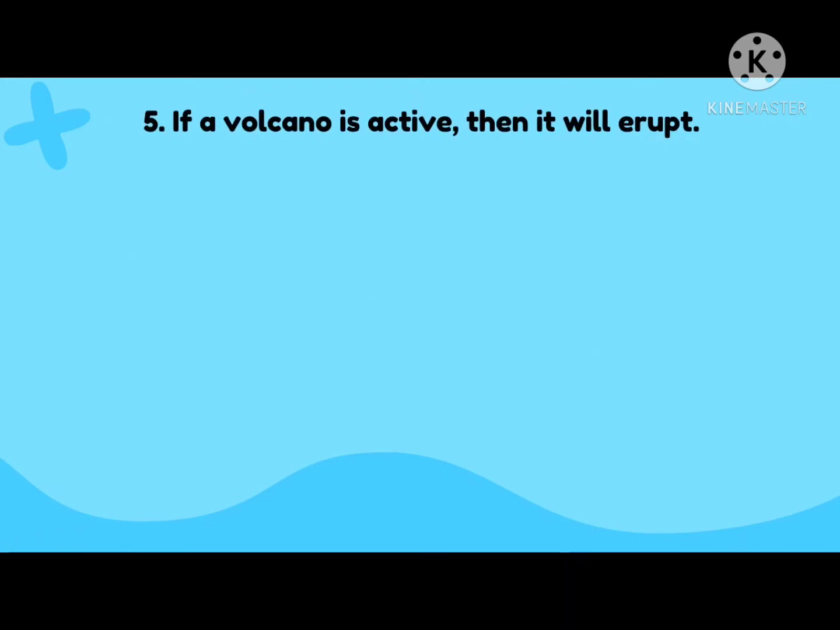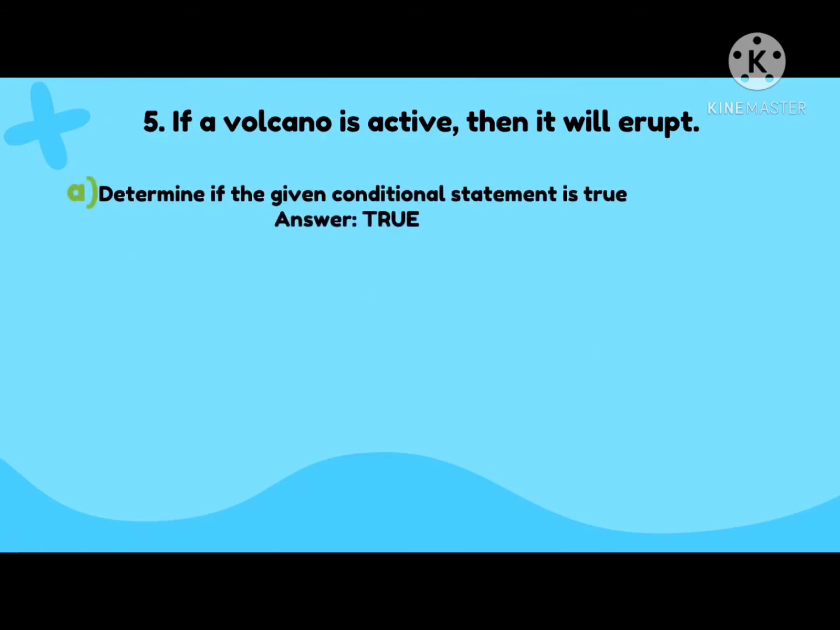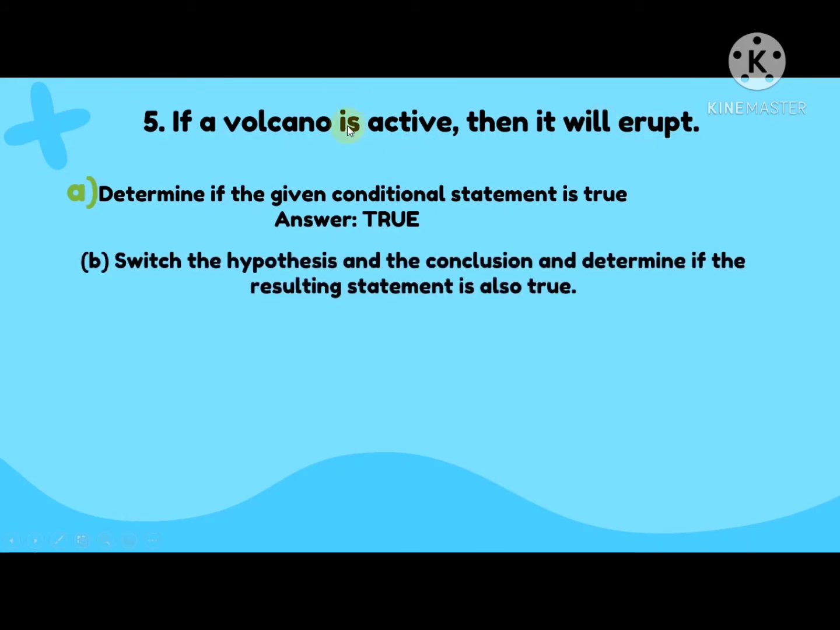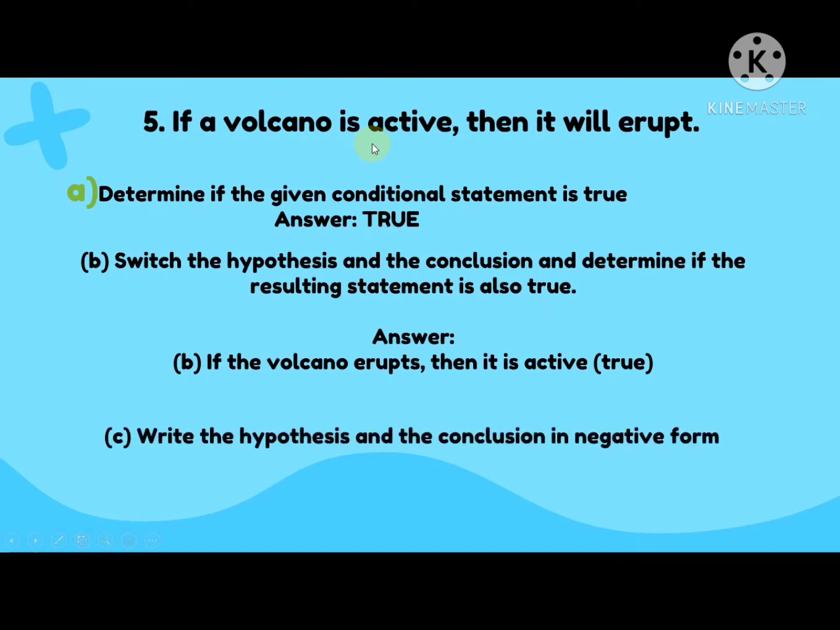Example number 5: if a volcano is active, then it will erupt. It is very true. It's obvious, if the volcano is active, it will automatically erupt. Switch the hypothesis and the conclusion, and then determine if the resulting statement is also true. So, let's switch. If a volcano erupts, then it is active. Letter C, write the hypothesis and the conclusion in negative form. If the volcano is not active, then it will not erupt.